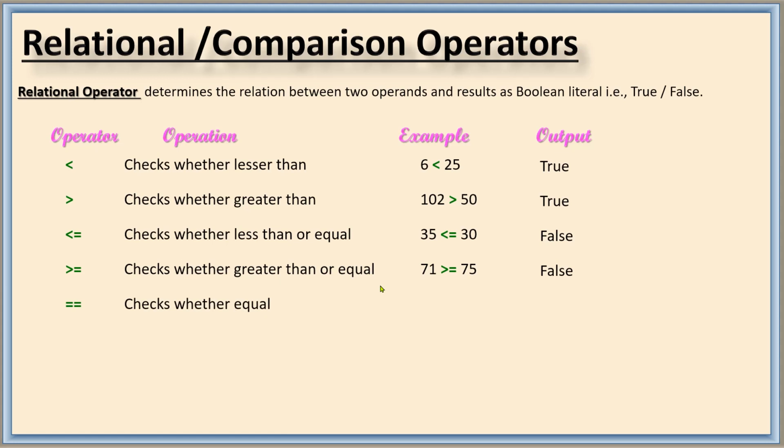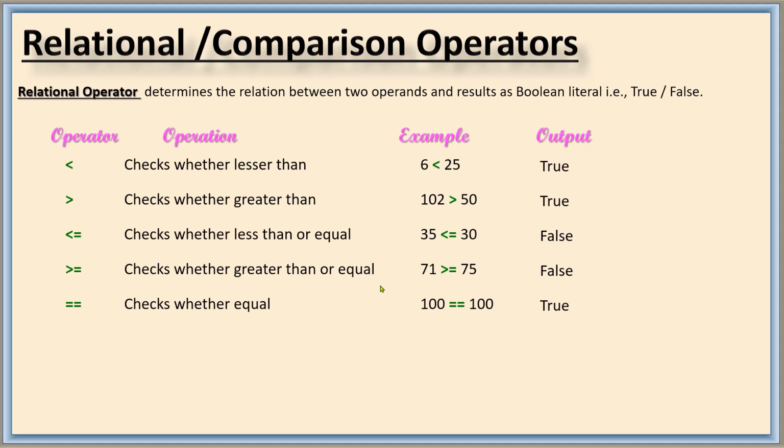And then equal to, where we give the equal sign 2 times. It checks whether both the operands are equal. For example, 100 is equal to 100. It is correct, so it produces true as the result. See, here you need to remember, if you give a single equal to mark, it assigns the value to the variable.